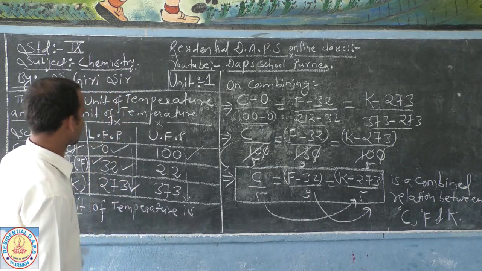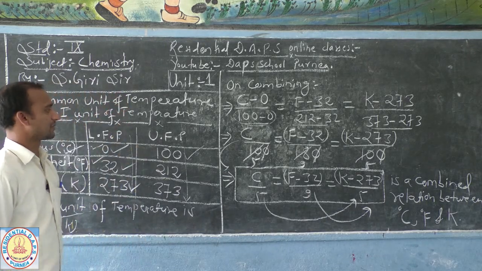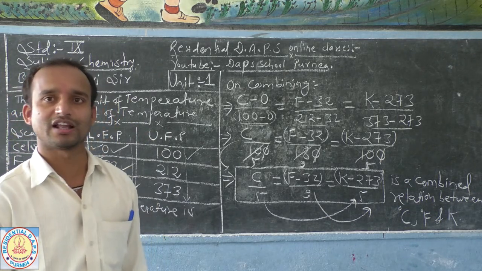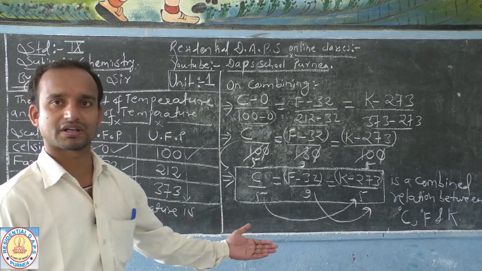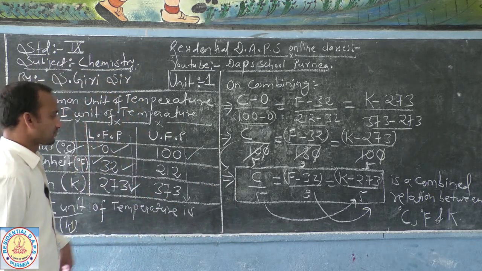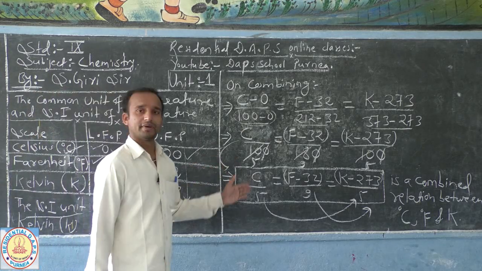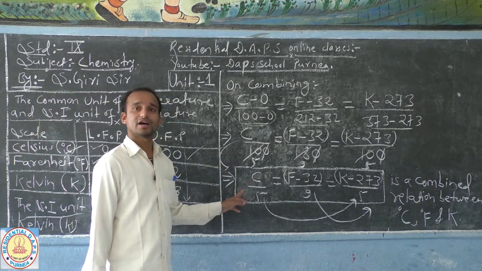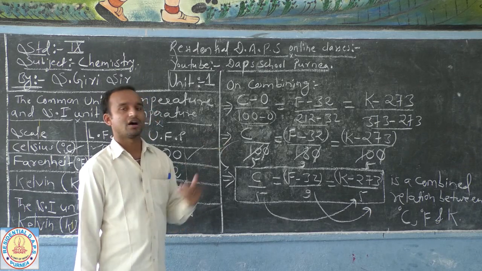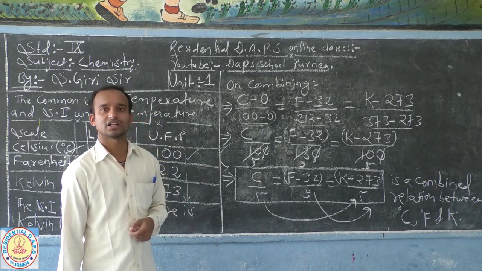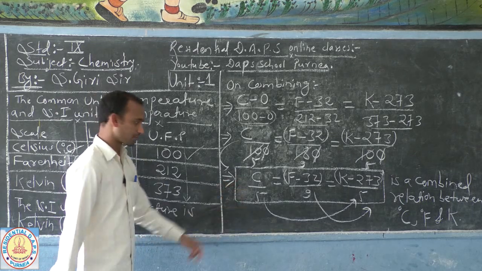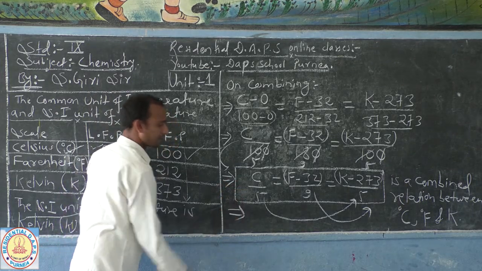So dearest friends, these are the relations between the degree Celsius, degree Fahrenheit and Kelvin scales. You have to remember this because in upcoming classes, you may have a need of this formula for higher education or maybe competition level exams too. So you have to remember this formula. Up to this topic, I think you have been clear.